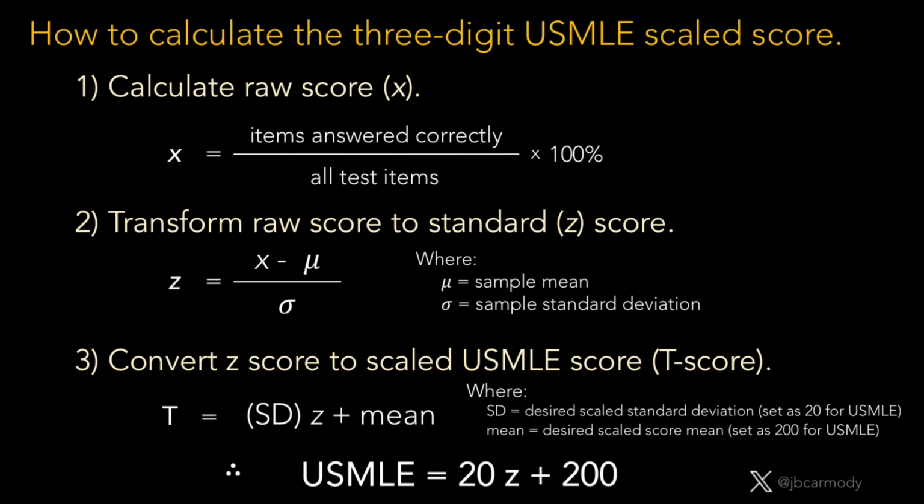If you want to know more about how the 3-digit USMLE score is calculated, I got a whole other video on that and I'll link to it in the notes below. But basically, it involves comparing an examinee's performance on the exam to the performance of a previous reference group of examinees. Two important things about that.